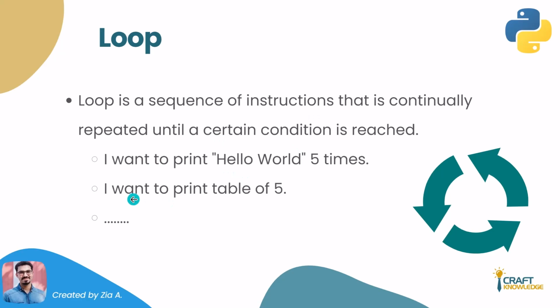Or if I want to print a table of 5, or maybe a table of 10 or 7 or 20 or whatever, that is just a repetition of some calculations, right? Remember, that is just a repetition of some calculations. All you have to do is add the same number to the previous amount every time, and so on and so forth. So any task that requires repetition, the solution is a loop.